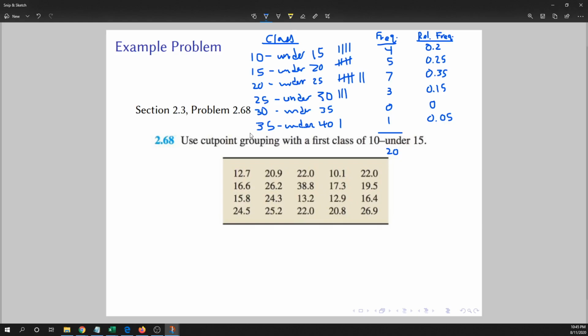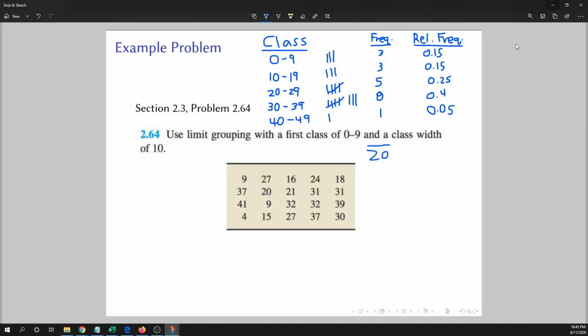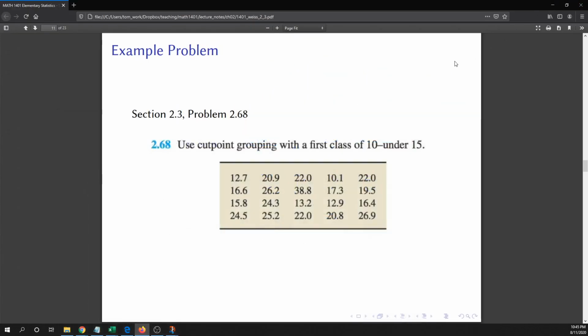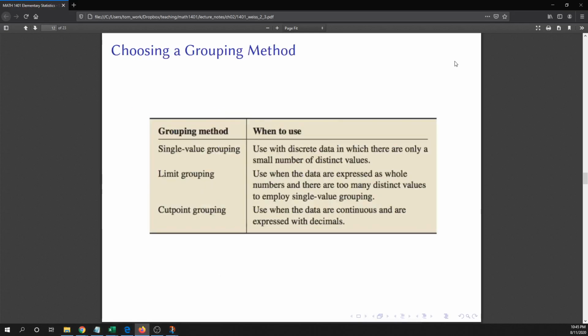Okay, and so that is how you would group this quantitative data, organize it into these classes. All right, so there's 3 different ways you could do that. Now having done that, how do you know which grouping method to choose? For the single value grouping, that is really only useful when you have discrete data in which there are only a small number of distinct values, right? Those last 2 examples that we did, single value grouping probably wouldn't really work for those.